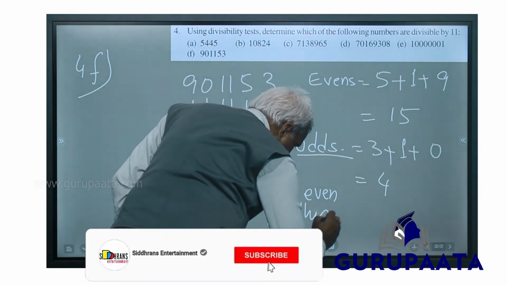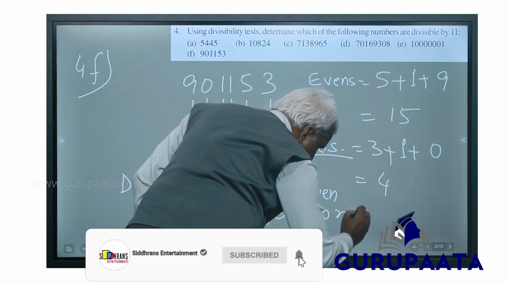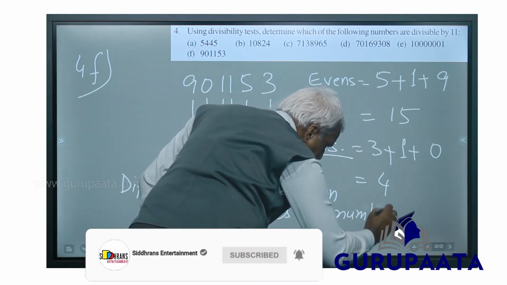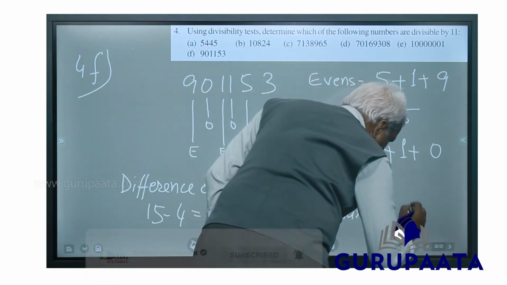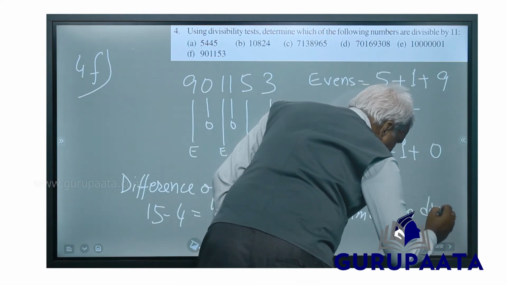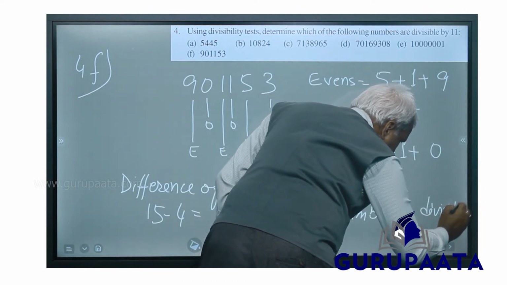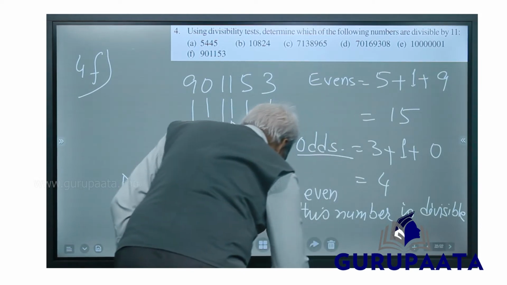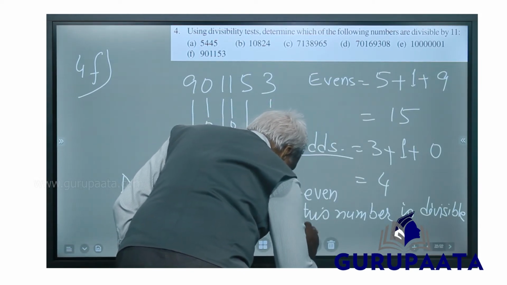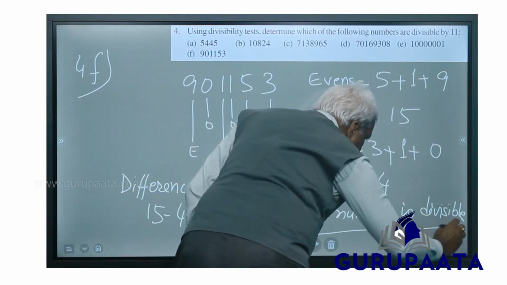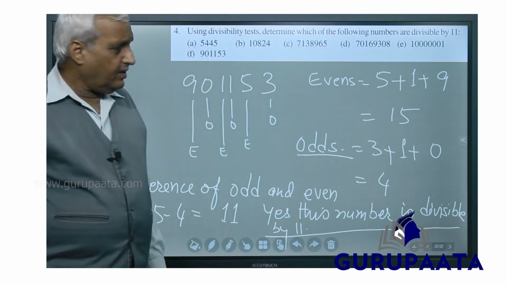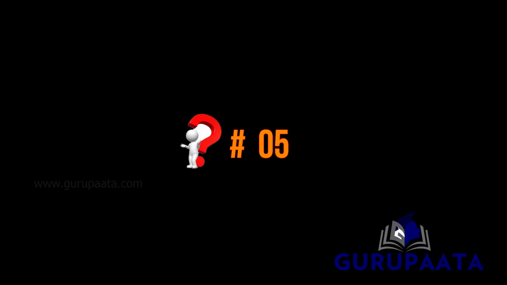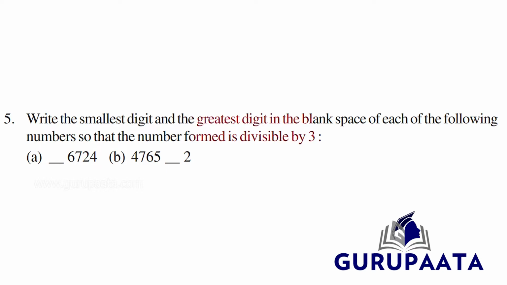This number is divisible by 11. This is the answer. Okay, now we will take question number 5. This has got two parts, A and B. First we will take A.